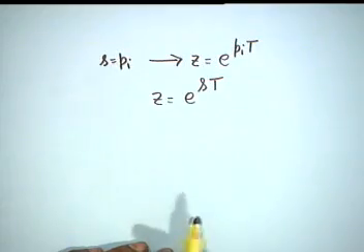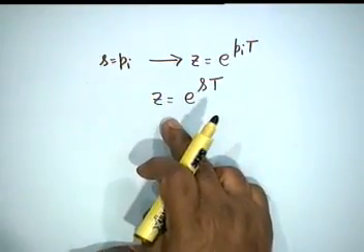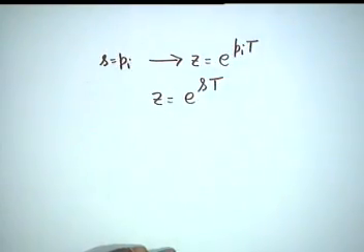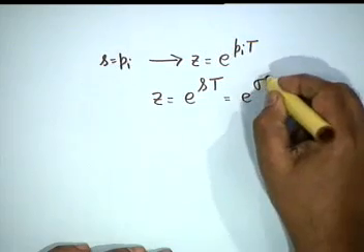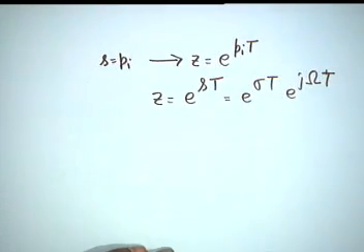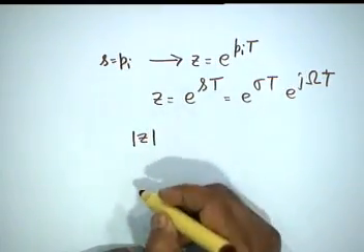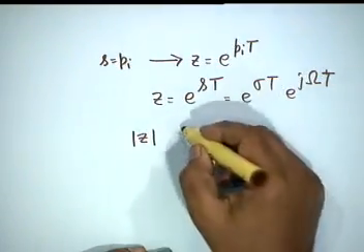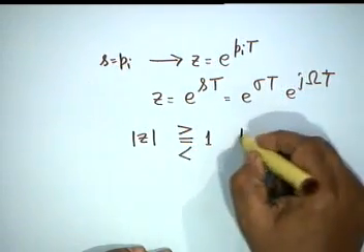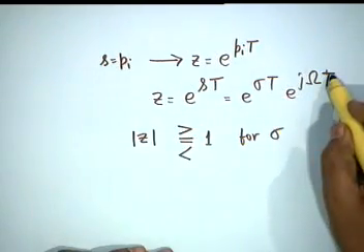When s equal to pi, I get z equal to e to the pi t. So, the transformation from the s plane to the z plane is z equal to e to the st, which I can write as e to the sigma t e to the j omega t, right. And therefore, magnitude of z is simply e to the sigma t.